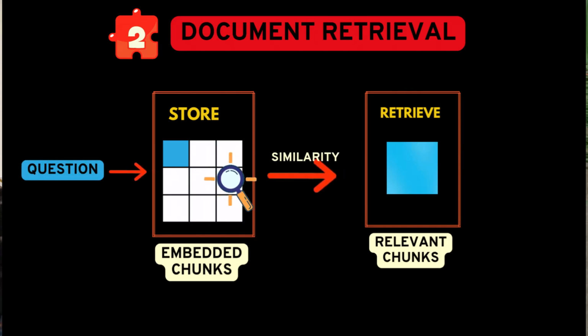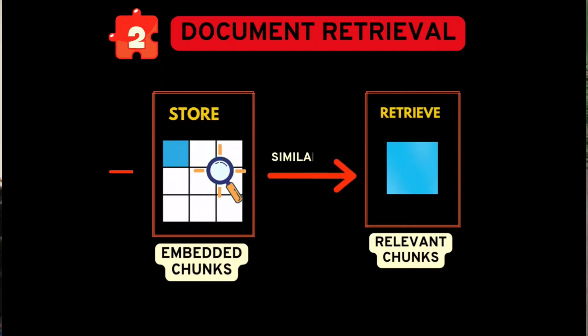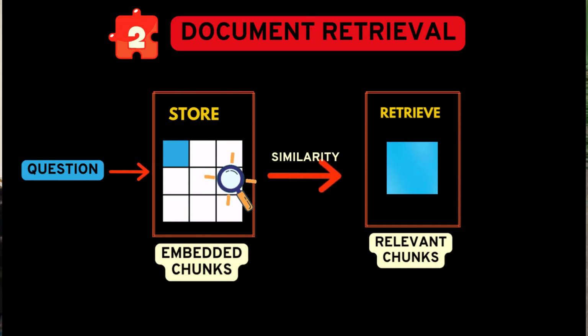Now let's move to the second phase of the RAG workflow, which is document retrieval. This is where the relevant chunks are extracted from the vector store based on the user's query. And how does that happen? It is done using similarity search. The user's question is also embedded and then compared to the document embeddings stored in the vector store, and the closest match is returned, which means the most relevant document chunk or chunks are retrieved. Finally, we reach the third phase, which is answer generation by the LLM.